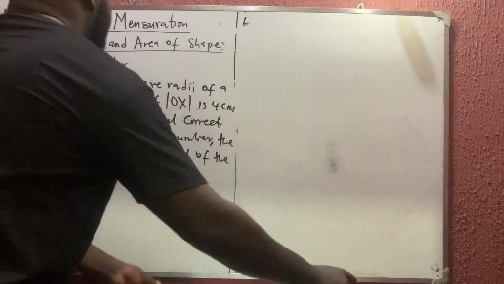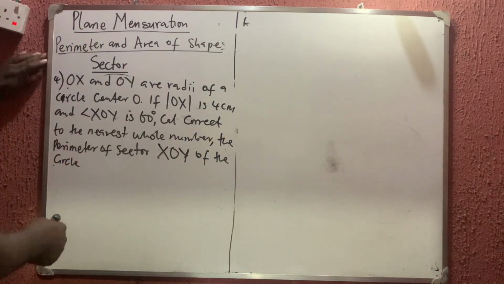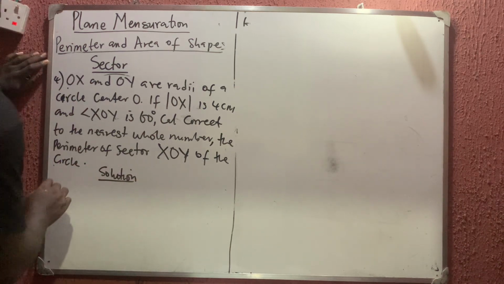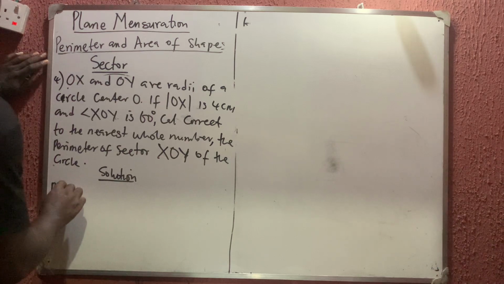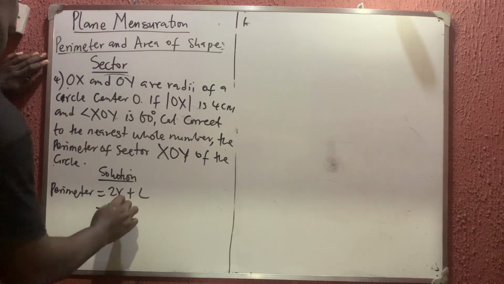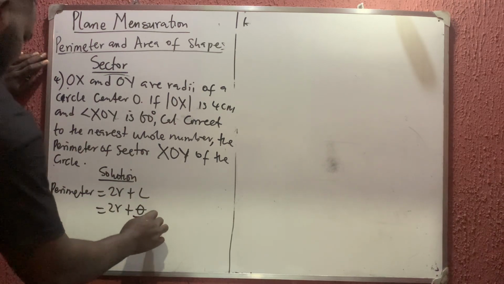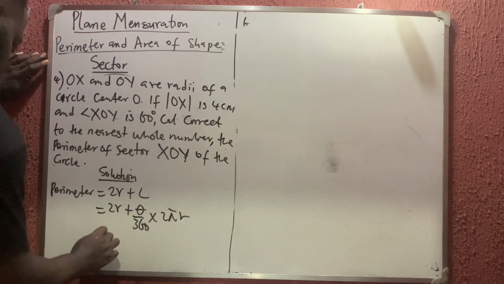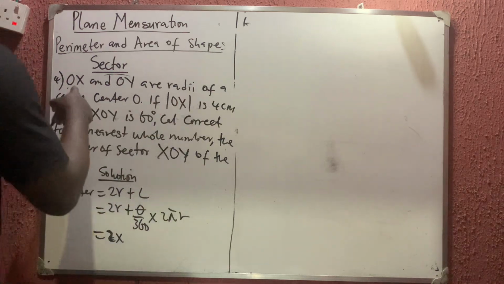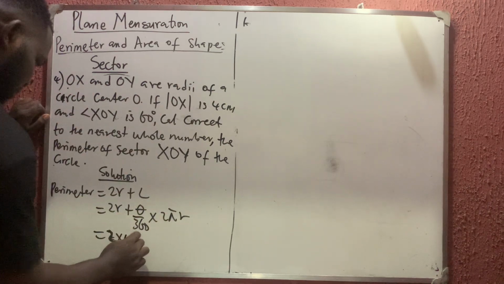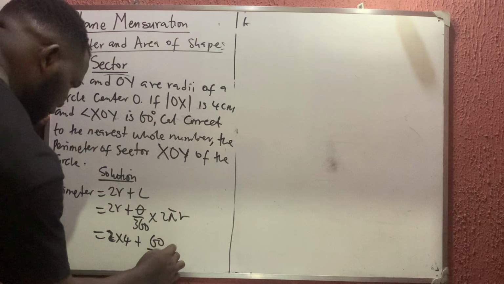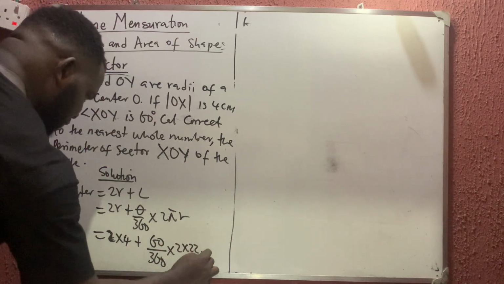Now this is very, very simple. They have given us the radius and the theta, so we are good to go. So solution, the perimeter is simply 2r plus L, which is 2r plus theta over 360 times 2 pi r. 2 times my radius is 4, because they say that OX is radius. So we have 4 plus 60 over 360 times 2 times 22 over 7 times 4.